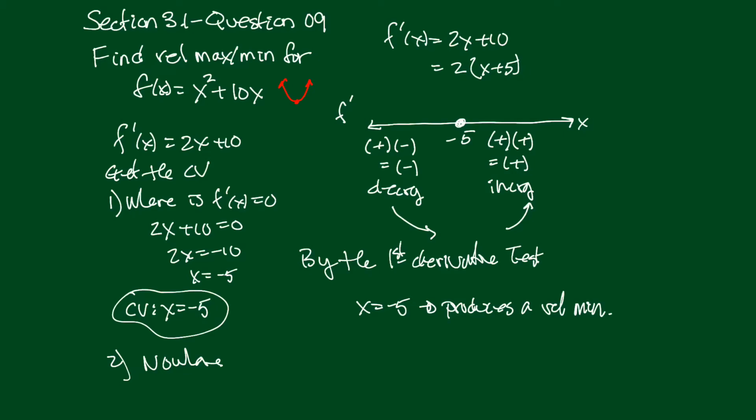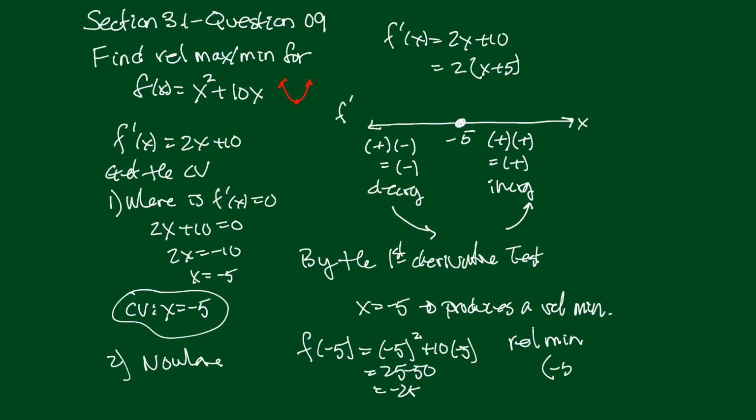And then to actually get the minimum, let's put that negative 5 back into the original function. So here's f of negative 5. I'm going to put it back in here to the original function to see what the corresponding y value is. So this will give us negative 5 squared plus 10 times negative 5. So we're looking at 25 minus 50. We're looking here at negative 25. So the relative min occurs at negative 5 for x and negative 25 for y.